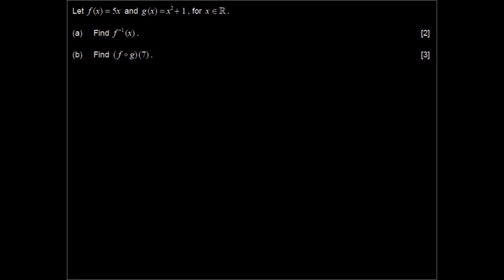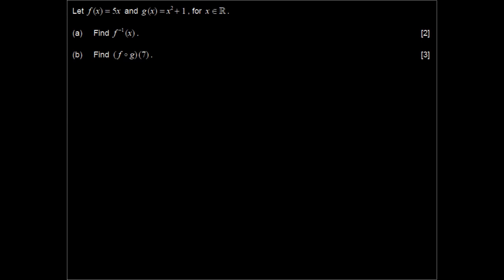Okay, so in this question we have a function that says let f of x equal 5x, and then there's another function that says and let g of x equal x squared plus 1 for x, and then it's got this symbol here. What this means is for x is all real numbers, so any real number would be allowed, so anything as long as it's not involving negative square roots is acceptable. So first part says find the inverse function of f of x.